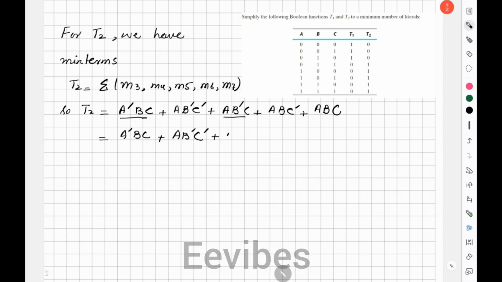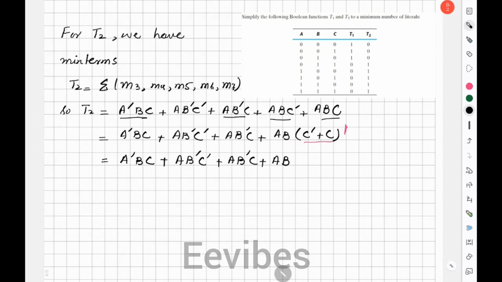that are ABC complement and ABC. And here you can see I have taken AB common from here, where inside the bracket you have C plus C complement which corresponds to 1. Then I will write down the rest of the terms, and here I will then in the next step combine the second and third minterm.